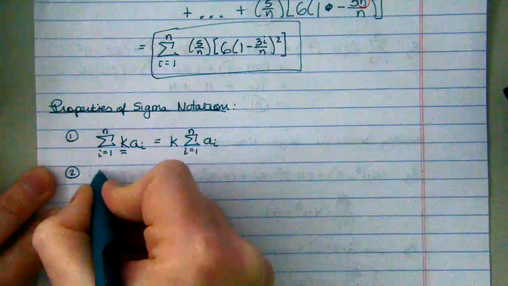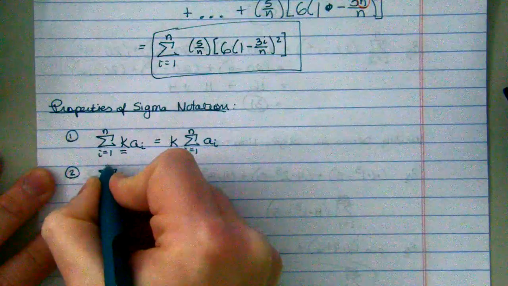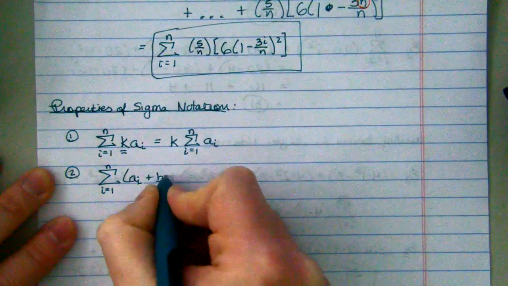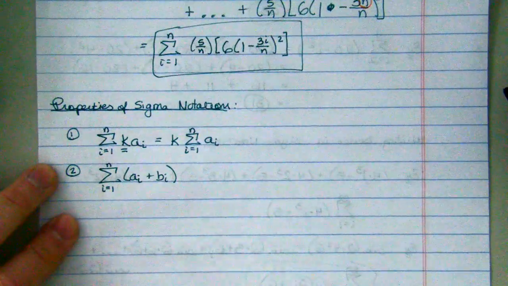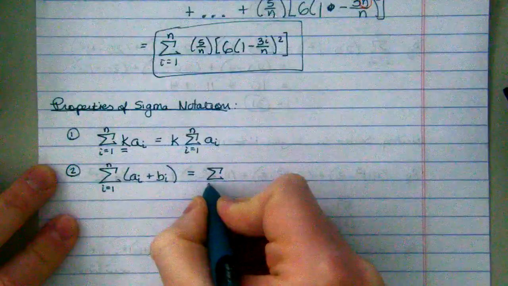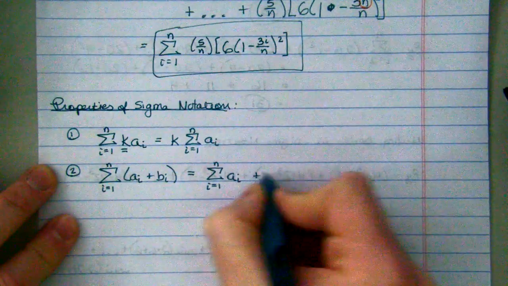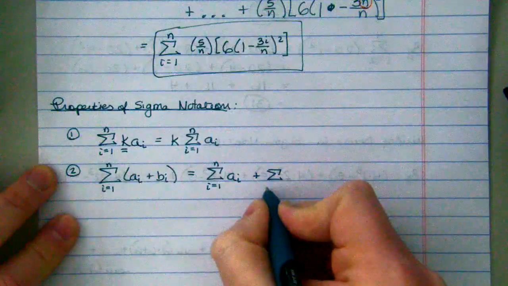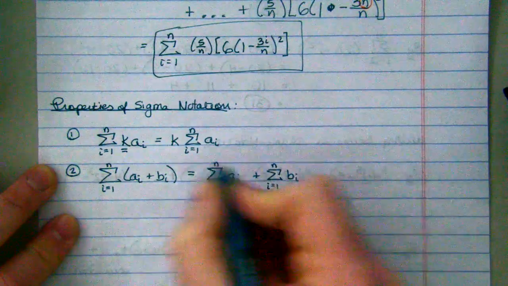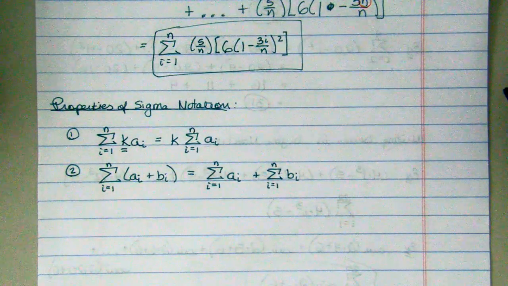I have a second property that says if inside your sigma you have a sum of 2 different sequence formulas, a sub i plus b sub i, we can split this into 2 different sigmas. I can say that's the sum as i goes from 1 to n of a sub i plus the sum as i goes from 1 to n of b sub i. Get those 2 properties down, please.